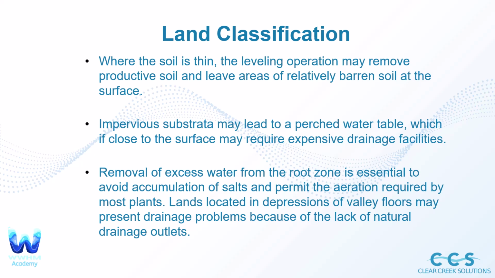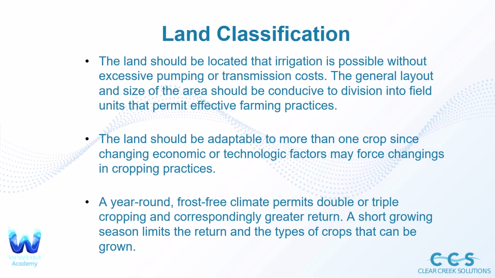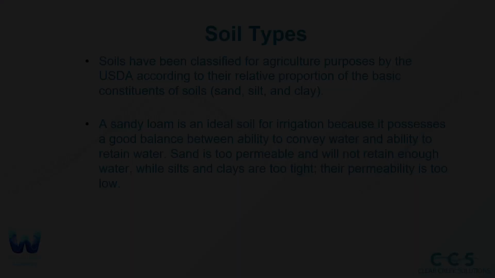Lands located in depressions of valley floors may present drainage problems because of the lack of natural drainage outlets. The land should be located such that irrigation is possible without excessive pumping or transmission costs. The general layout and size of the area should be conducive to division into field units that permit effective farming practices. The land should be adaptable to more than one crop, since changing economic or technologic factors may force changes in cropping practices. A year-round frost-free climate permits double or triple cropping and correspondingly greater return. A short growing season limits the return in the types of crops that can be grown.